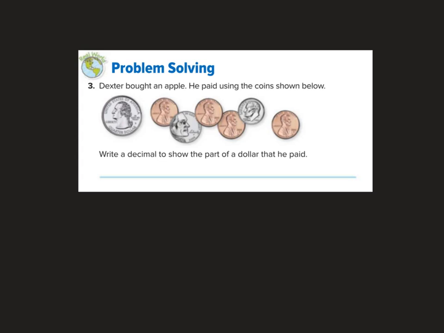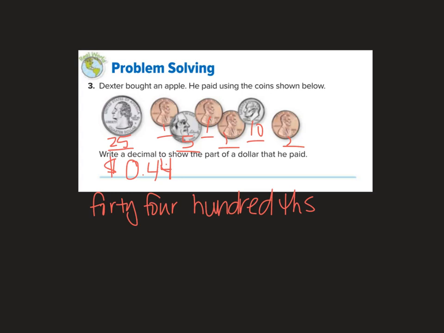Dexter bought an apple. He paid using the coins shown below. Write a decimal to show the part of the dollar that he paid. So 25, 5, 10, 1, 1, 1, 1. So 25, 35, 40, 41, 42, 43, 44. 44 cents. Okay, so I would write it as 44 cents. If I was going to write it out in word form, I would write it as 44 hundredths.